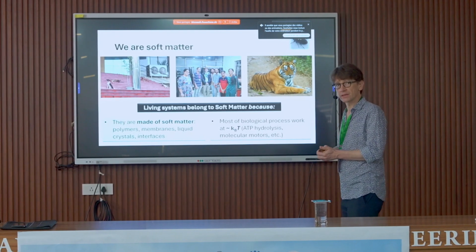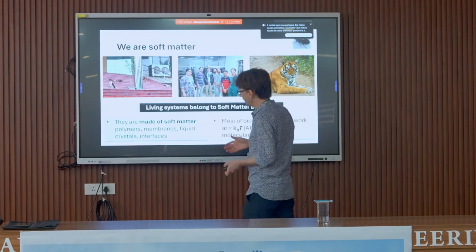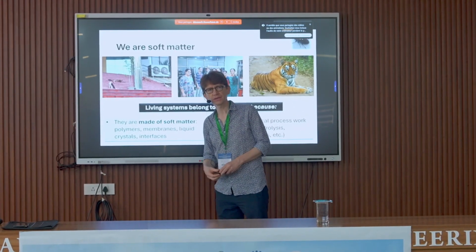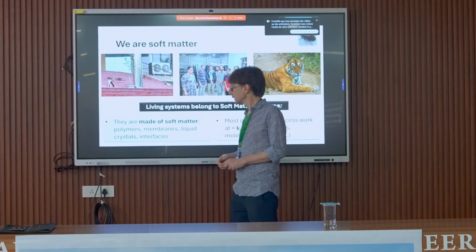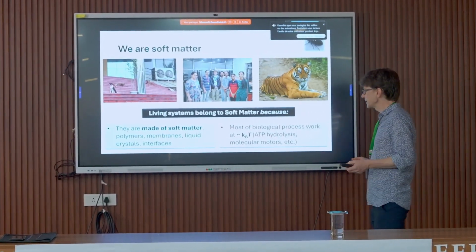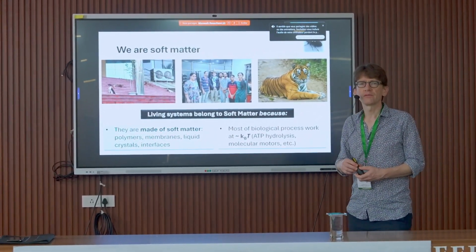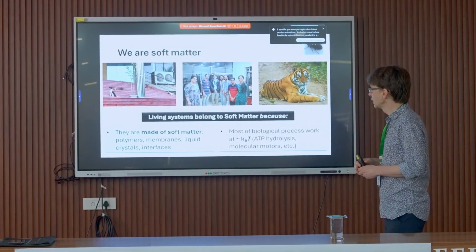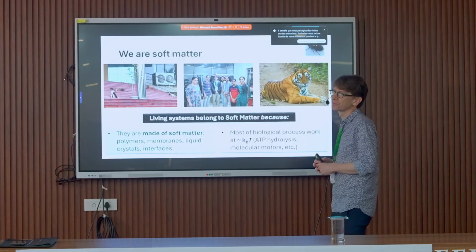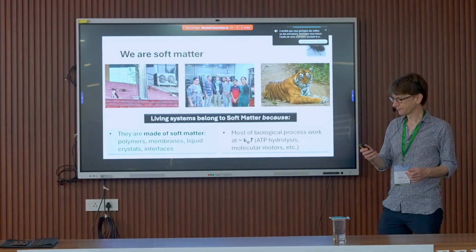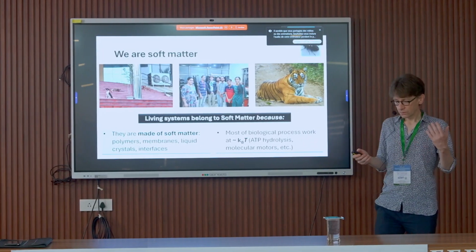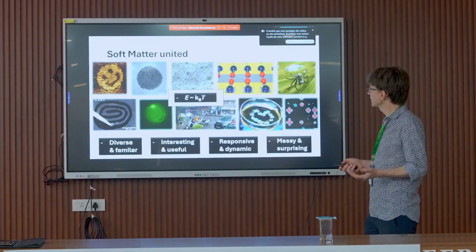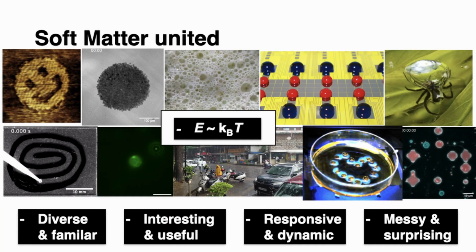At the same time, living systems are soft matter, for two main reasons. First, because we are made of soft matter components such as polymers, colloids, interfaces, and at the same time most of biology works at thermal energy levels. So the energies are typically comparable to thermal Brownian motion. So we are soft matter.